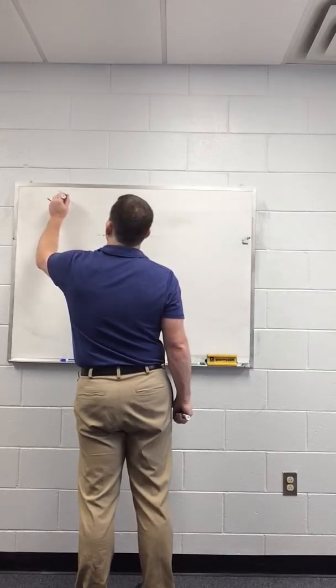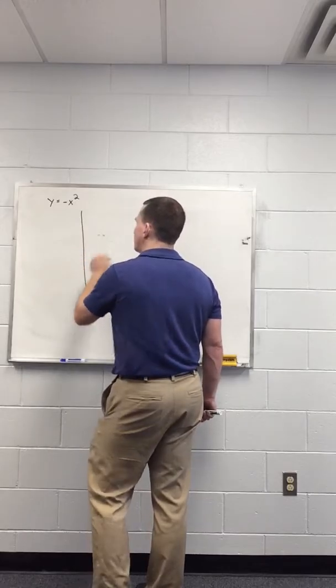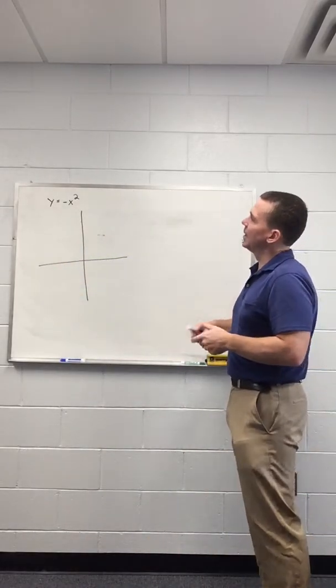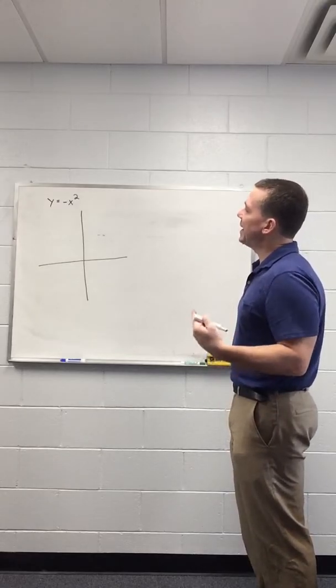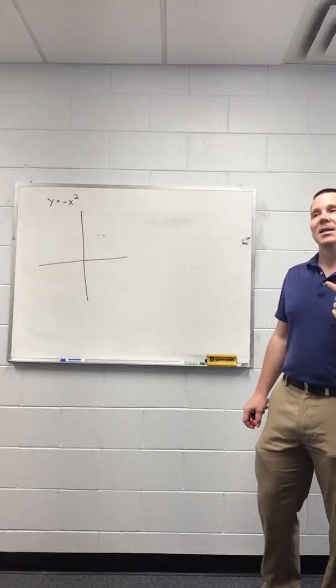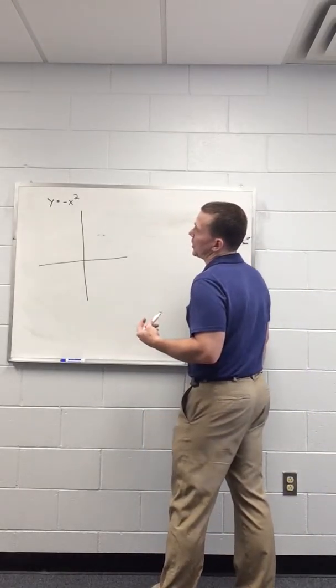So suppose we have y equals negative x squared. What would the graph of that look like? Well, keep in mind the negative is outside of the square, which we said means it should affect it vertically. Plot a few points to get an idea of what's going on.